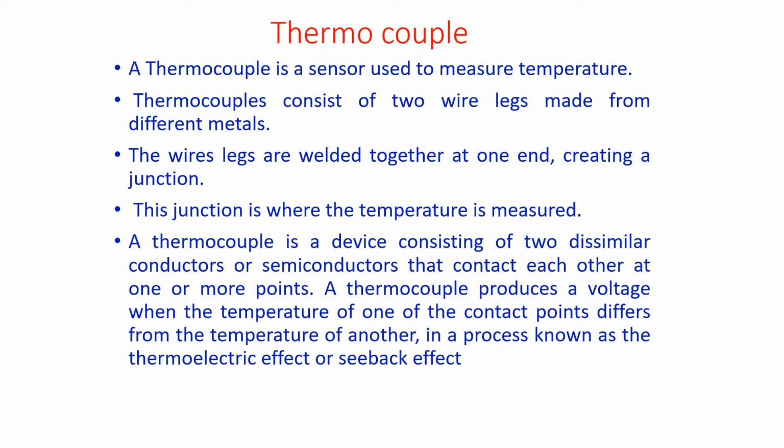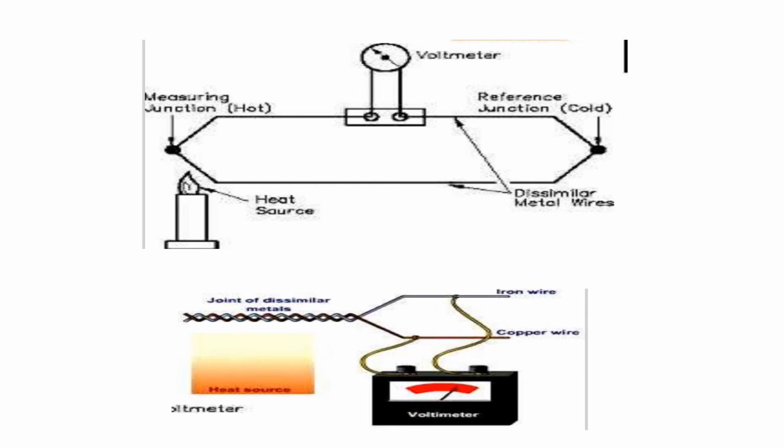The Seebeck effect is nothing but a change in temperature creating a change in voltage. Voltage is created when the temperature is changed. That is the basic concept called the Seebeck effect. That is, temperature changes, voltage changes. Now look at this Seebeck effect or thermocouple. Two different metals are connected. One is at the hot end where we have to measure the temperature, and the other is at room temperature.